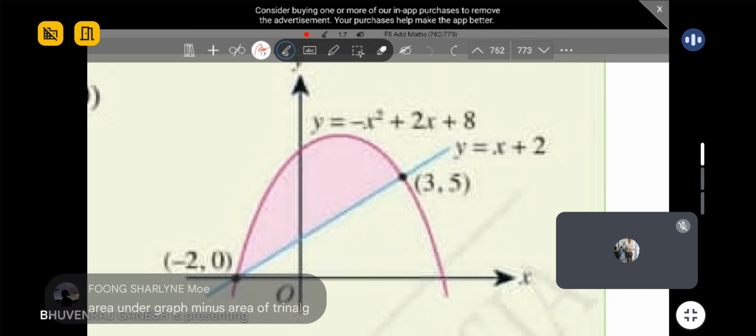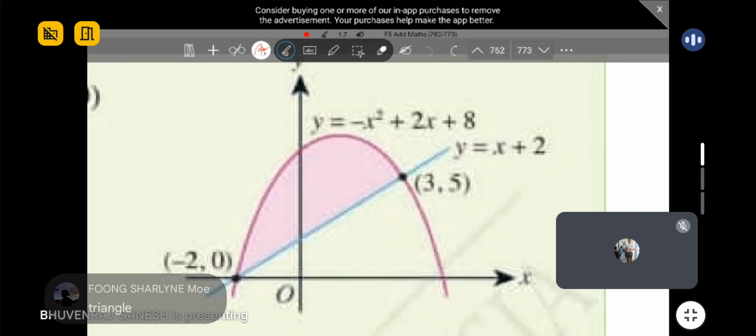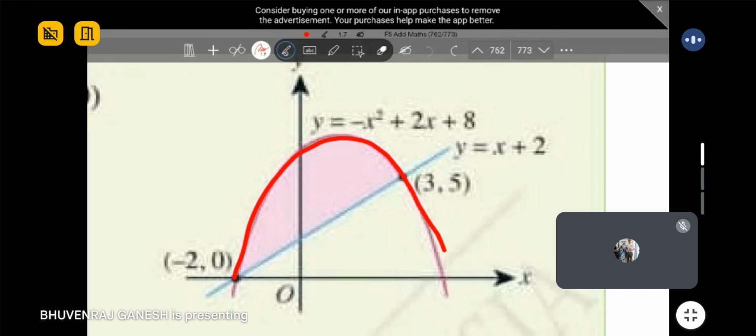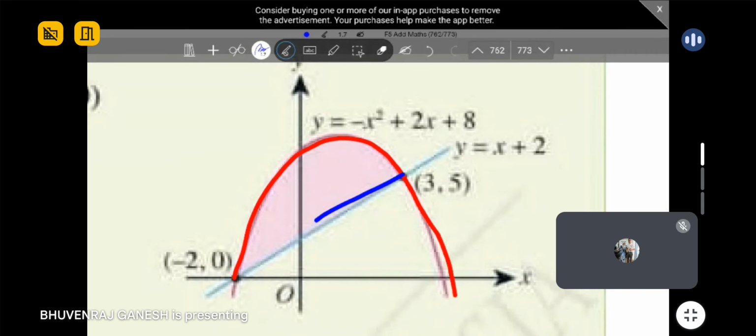Alright? Area under graph minus area of triangle. Okay, let me see. Yes, can. So your concept is area under graph, this whole thing, minus triangle. Okay, so triangle, you must be careful a bit. Triangle never covers the whole area yet. Kamu tak cover luas kawasan tersebut. So make sure you get to know this point first.